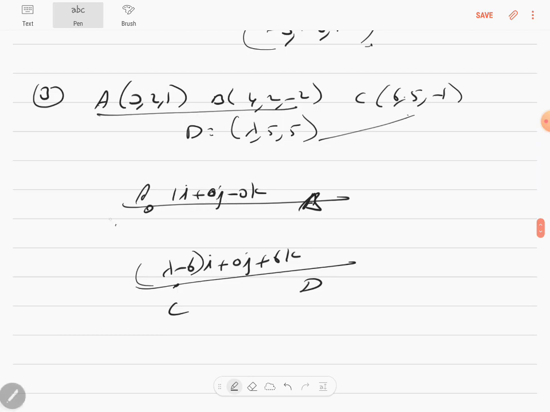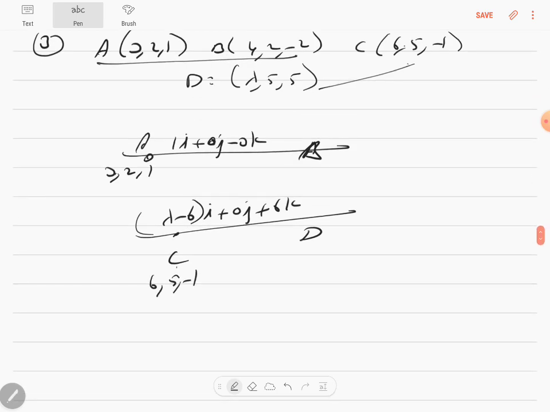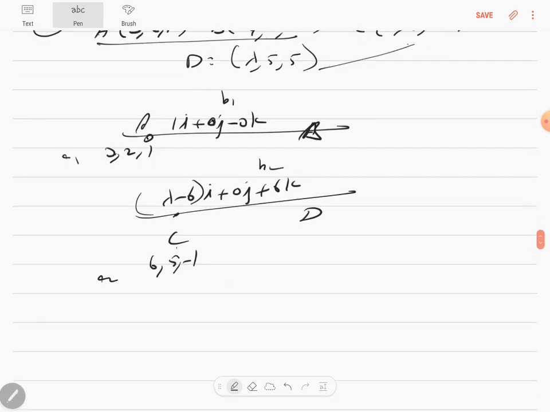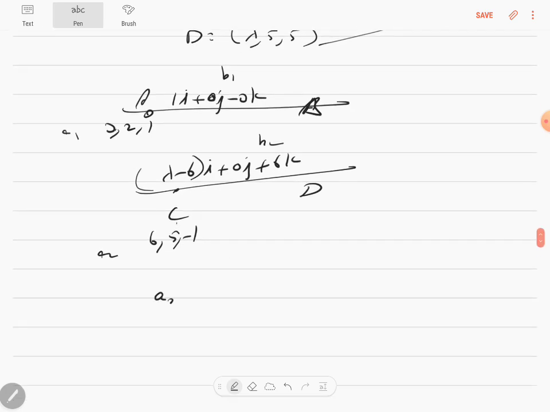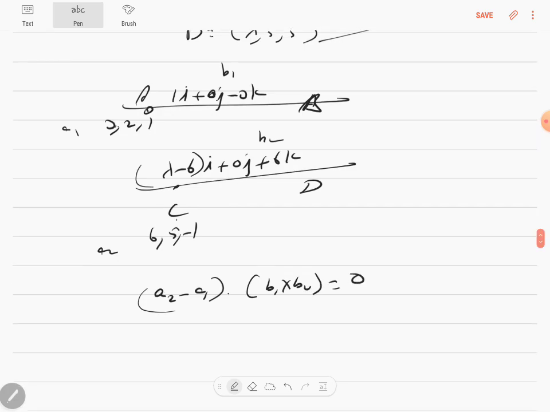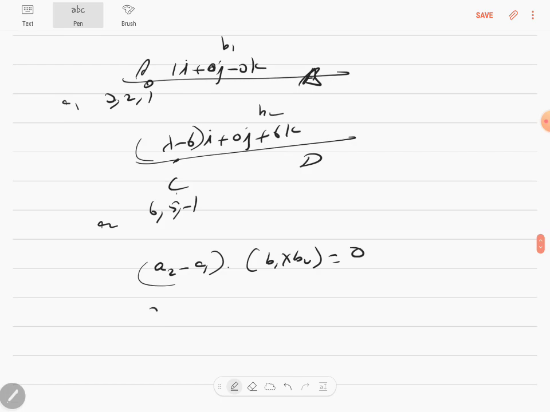You know the point A is 3 comma 2 comma 1. You know the point C is 6 comma 5 comma minus 1. So this you can call A1, this you can call A2, and the directions you can call B1 and B2. The formula therefore for coplanar is (A2 minus A1) dot (B1 cross B2) is equal to 0. So A2 minus A1, let's do this: it's 3i plus 3j minus 2k.